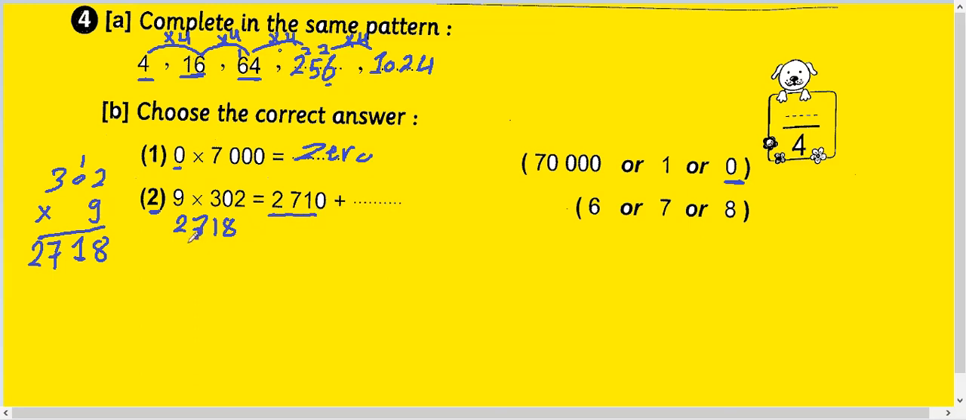What is the difference here? We can say 2718 minus 2710. 8 minus 0 equals 8. 1 minus 1 equals 0. 7 minus 7 equals 0. And also 2 minus 2, result it will be 0. Final result here we have 8. So 9 times 302, it will be 2718. And here in the other side we have 2710 plus 8. So chosen here it will be 8.